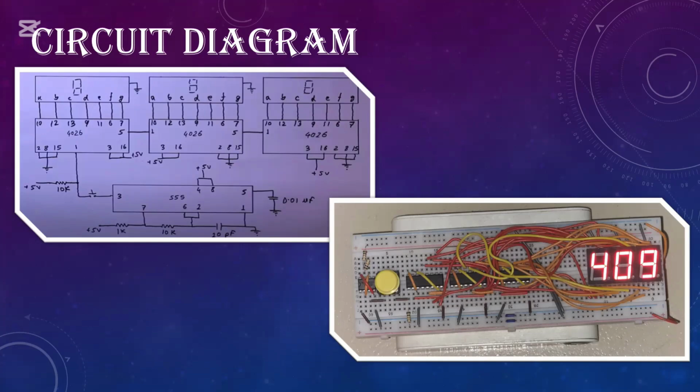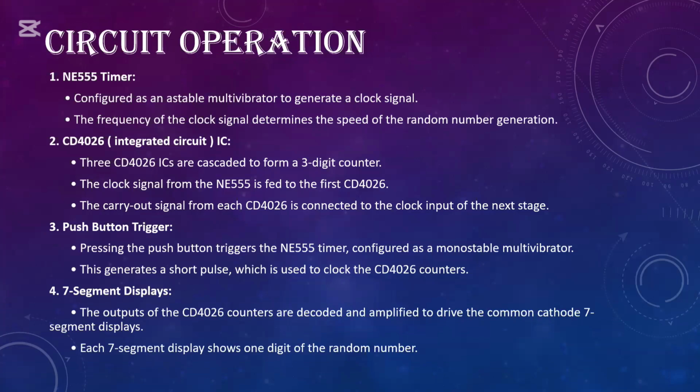Now I am talking about the circuit operation. Earlier I said that there is a 555 timer. The 555 timer is configured as an astable multivibrator to generate a clock signal. The frequency of the clock signal determines the speed of the random number generator. And the most important IC is CD4026, which is the counter circuit.